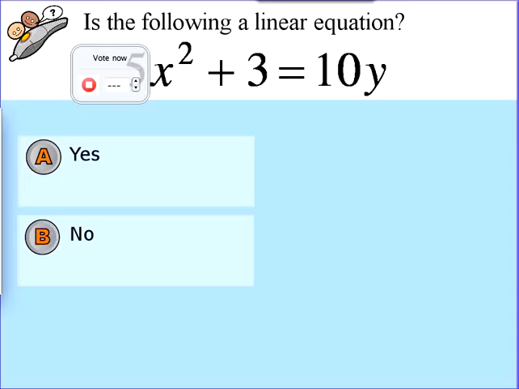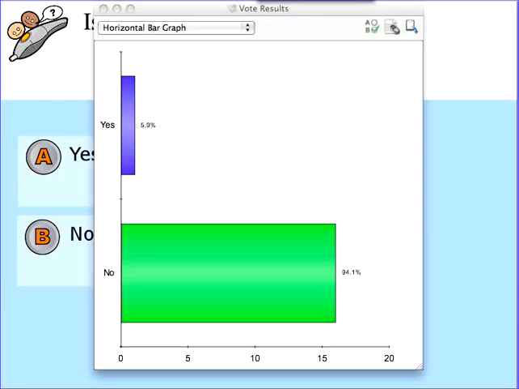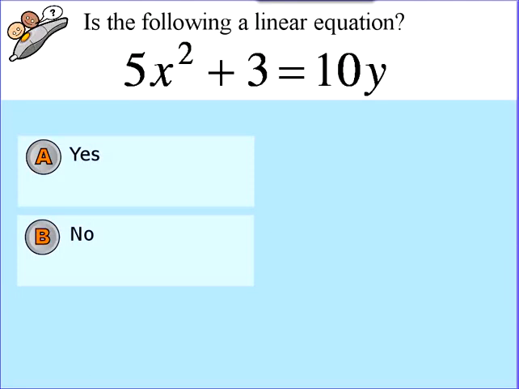Is that a linear equation? Yes or no? No. Why is it not a linear equation? Because it has what? It has X squared. Remember, the original form for a linear equation is AX plus BY equals C. You have a squared here. So that is not a linear equation.